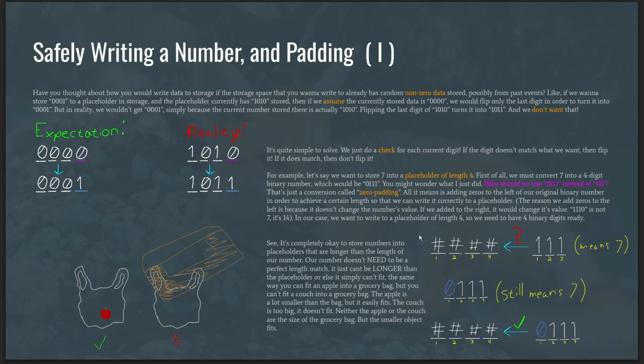In our case, we want to write to a placeholder of length 4, so we need to have 4 binary digits ready. So we add the 0 to the left. Same number, but now it's 4 digits long. See, it's completely okay to store numbers into placeholders that are longer than the length of our number. Our numbers don't need to be the perfect length match, it just can't be longer than the placeholder or else it simply can't fit. The same way, you can fit an apple into a grocery bag, but you cannot fit a couch into a grocery bag.